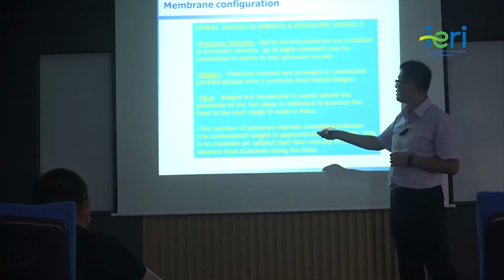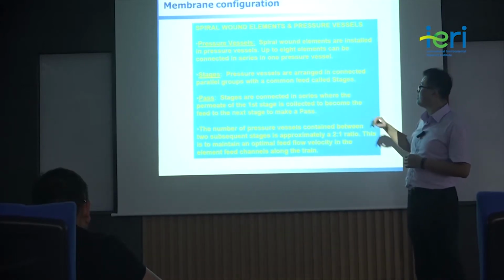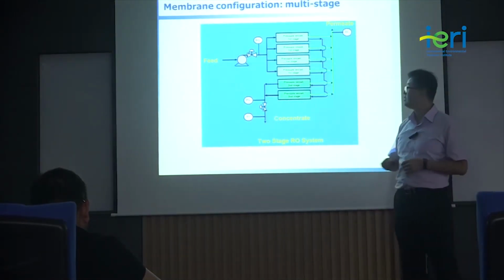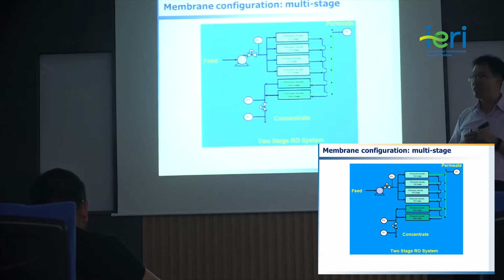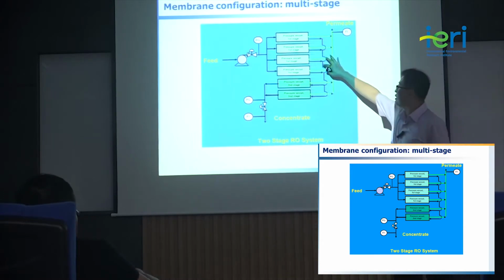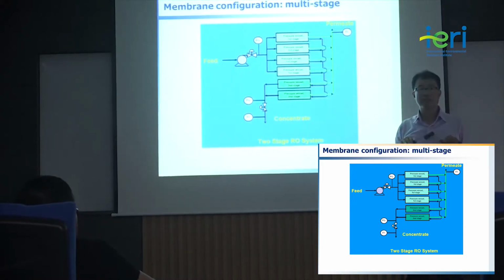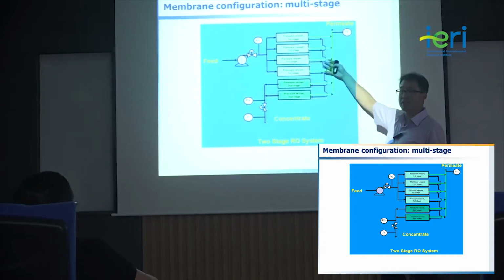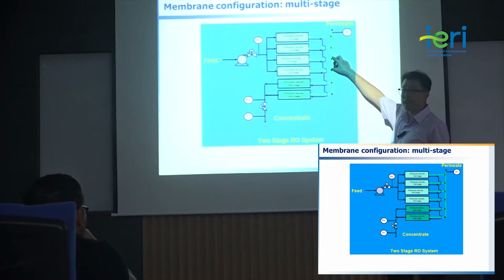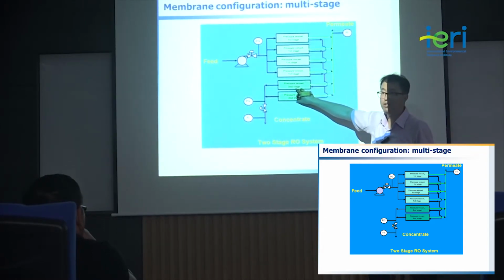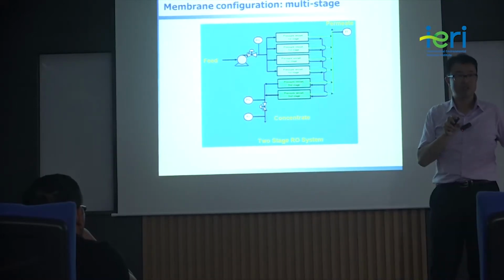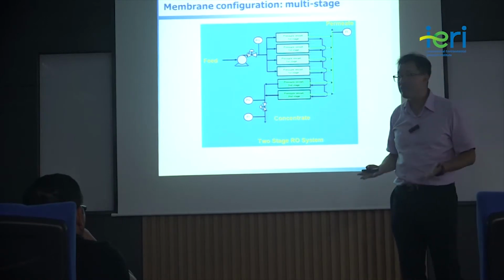And stages and passes. I'll explain the concept of stage and pass later. Just here, this is a two-stage system. A two-stage system means the concentrate of the first stage is moved to the second stage to increase the recovery rate. Usually the concentrate is discharged, but instead of discharging it, you use that water as the feed water for the next step. That means you can get more volume of fresh product water, which results in an increased recovery rate.